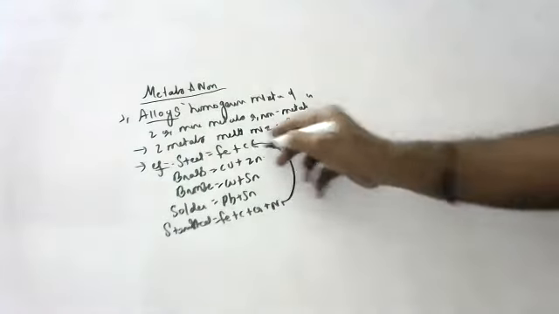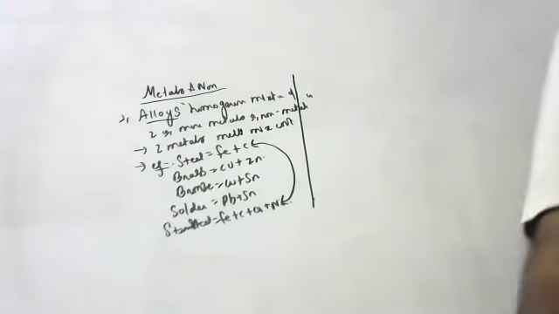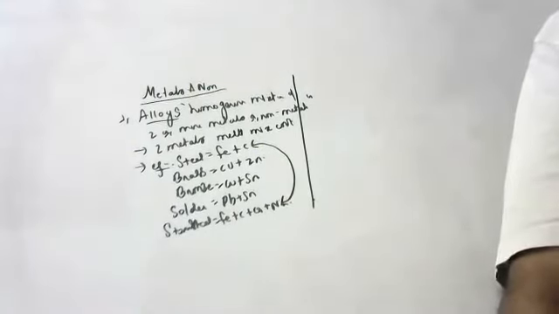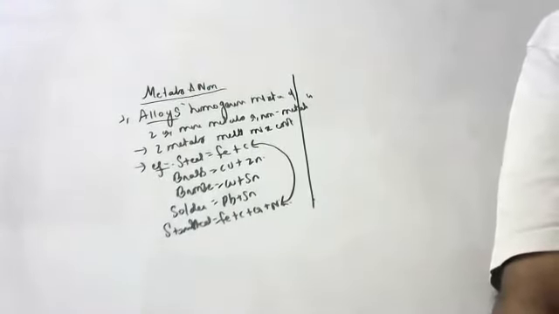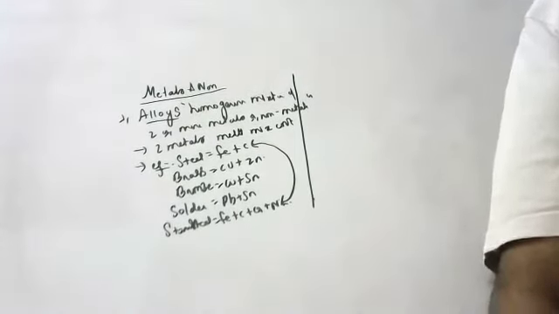What is the difference between stainless steel and normal steel? Stainless steel does not undergo corrosion. Okay, children? So stainless steel does not undergo corrosion. Next question.